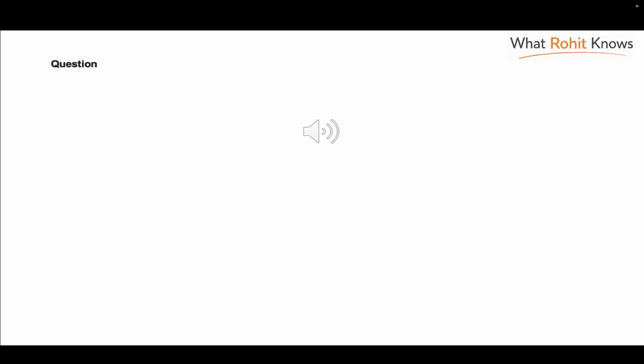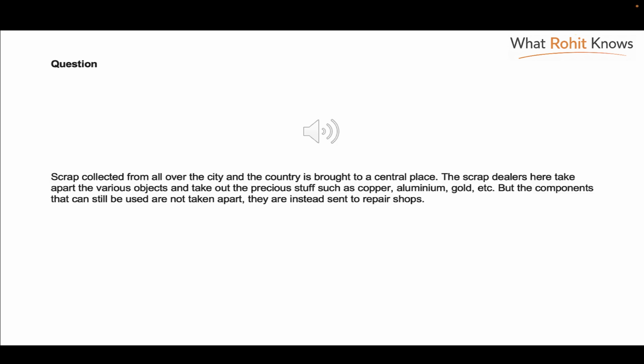Okay, that was the audio, and this is a summary written without using any templates. Scrap collected from all over the city and the country is brought to a central place. The scrap dealers here take apart the various objects and take out the precious stuff such as copper, aluminum, gold, etc. But the components that can still be used are not taken apart. They are instead sent to repair shops.